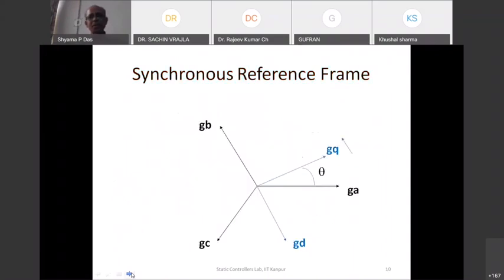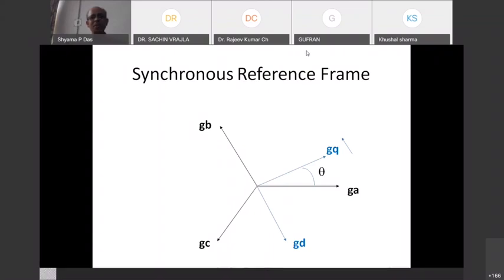Now this is the representation of a synchronous reference frame. Now we have GA, GB, and GC. These are the phases of the utility grid: grid phase A, grid phase B, and grid phase C. GA stands for grid phase A. Similarly, GB is for grid phase B. GC is for grid phase C.